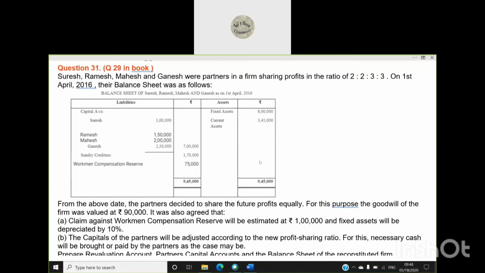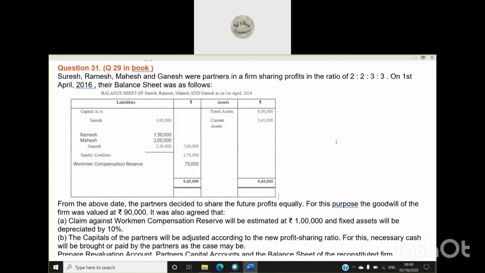Question number 29. Suresh, Ramesh, Mahesh and Ganesh were partners in a firm sharing profits in the ratio of 2:2:3:3. On 1st April 2016, their balance sheet was as follows. The balance sheet is given to us. From the above date, partners decide to share future profits equally, so the new PSR is equal. For this purpose, the goodwill of the firm was valued at 90,000. Adjustment of goodwill we will be doing in the sacrificing and gaining ratio.